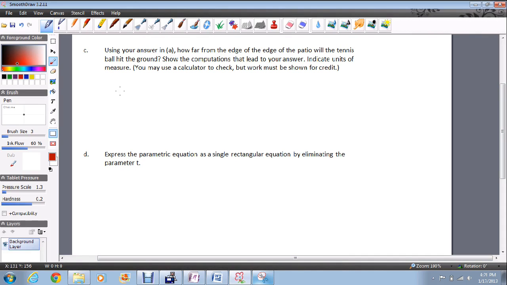Okay, so anyways, we want to know how far in the horizontal direction, or how far from the patio it hits the ground. So what I'm going to do is use the x equation this time. I'm going to write x is equal to 3t. x is equal to 3 times 1.58, because after 1.58 seconds it's hit the ground. So I'm just going to multiply that by 3 to see how far from the edge of the patio it went. So we get a horizontal distance of about 4.74 feet.